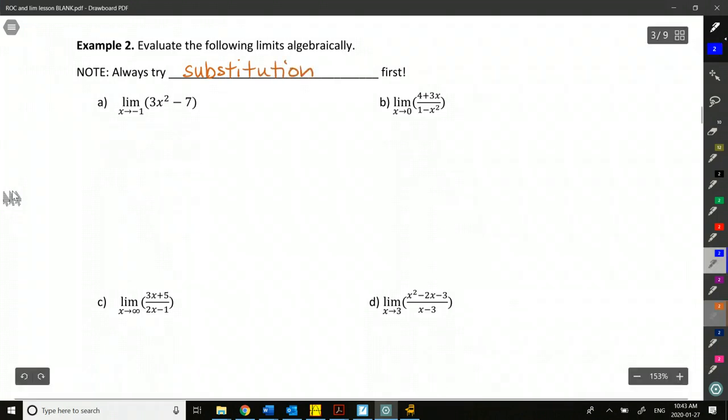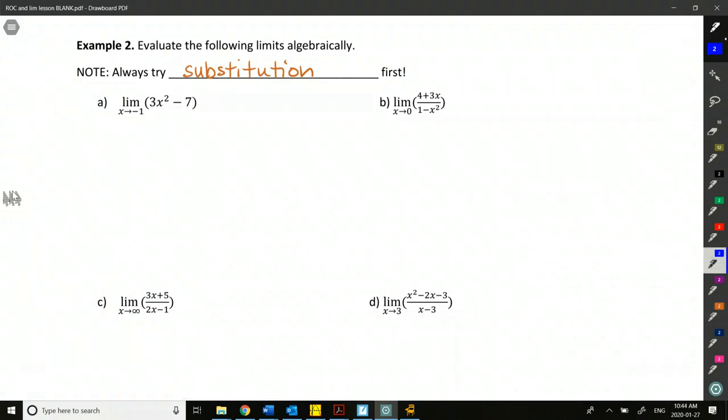Basically, we're just going to take what the limit is approaching and plug it into the function. If I get a number that makes sense, then I'm good to go. We'll use our judgment and see if these things make sense. The first thing I'm going to try is to plug in -1 for x.